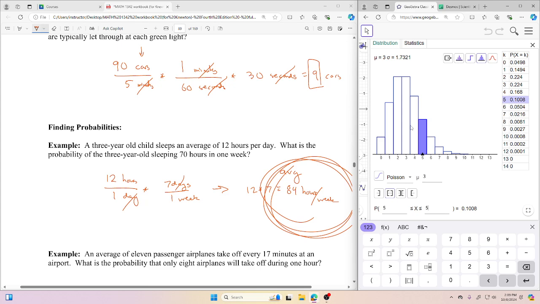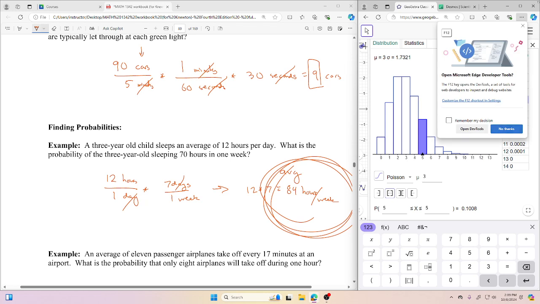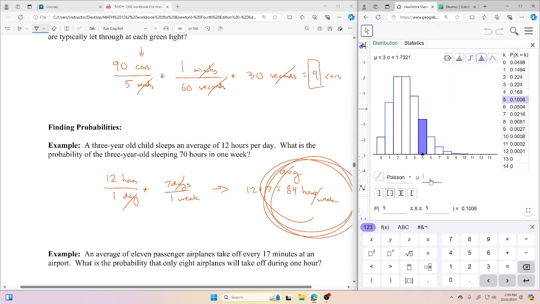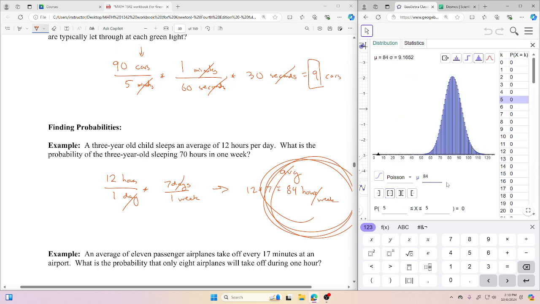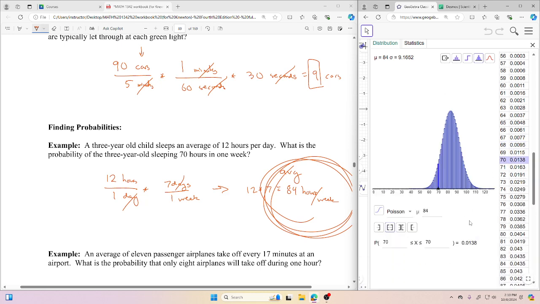So here we go, GeoGebra. I'm going to put in my average right here, not 12, but 84. 84 is my average. And they're saying, what's the probability of 70? I can just simply go down to 70. There it is. And that's it. We're done. The end. We did it. Poisson is amazing.